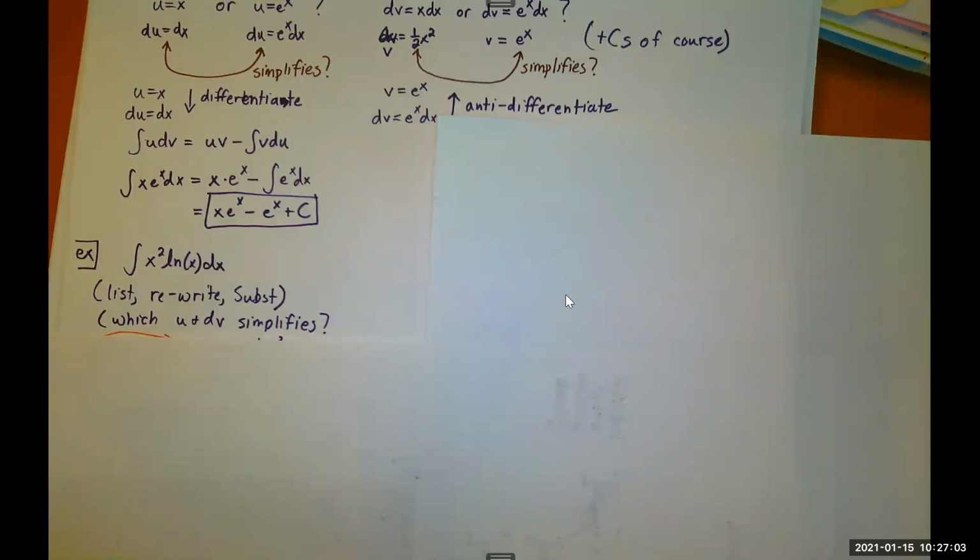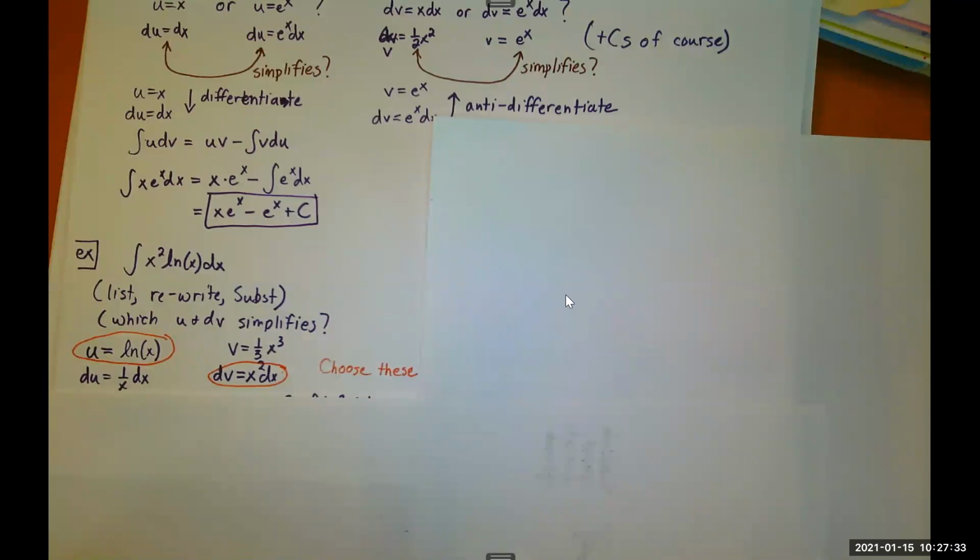So if I look at this, what's the derivative of x squared? 2x. Okay, that seems pretty good. What's the derivative of natural log of x? 1 over x. That seems pretty good. How about antiderivatives? Antiderivative of x squared, 1/3 x cubed. Doesn't really seem simplified, but the antiderivative of natural log of x, I can't do that one. That is not on the list. That's how I figured out that I would choose u as the natural log of x and dv as x squared dx.